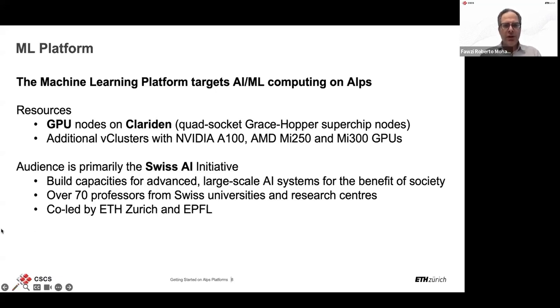The machine learning platform targets AI and ML computing on Alps. It has GPU nodes on Clariden, quad socket Grace Hopper nodes like on Daint, and an additional vCluster with NVIDIA A100. AMD is not yet available, but it's planned long term.